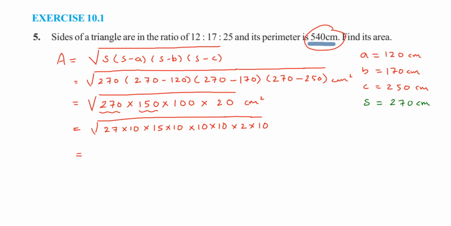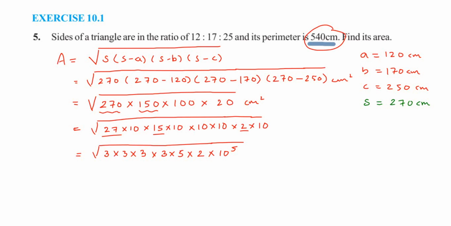So how many tens do we have? 1, 2, 3, 4, 5. Now 27, again I want to expand. I can write 27 as 3 times 9; 3 threes are 9, 9 threes are 27. So these are the prime factors of 27. I can express this as 3 times 3 times 3. And how can we write 15? 15 we can write as 3 times 5. I am not expanding 10 here. And then we have this 2, and we have 10 five times. So we get 10 to the power 5.